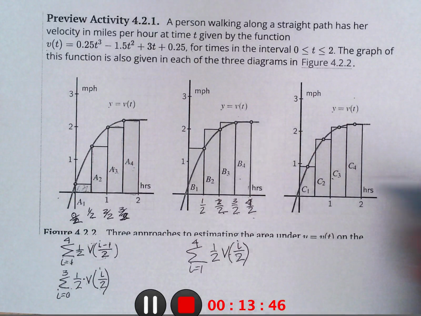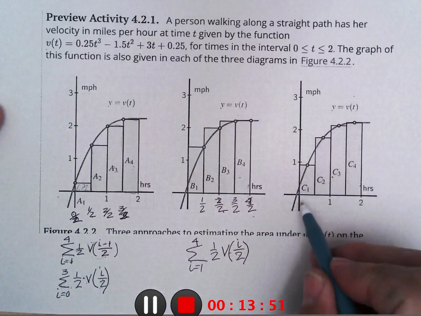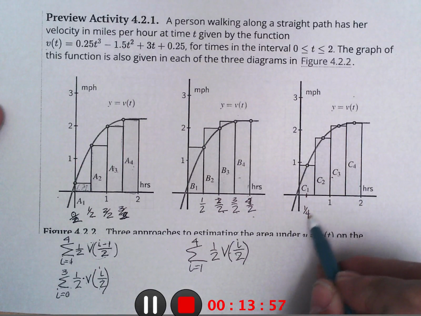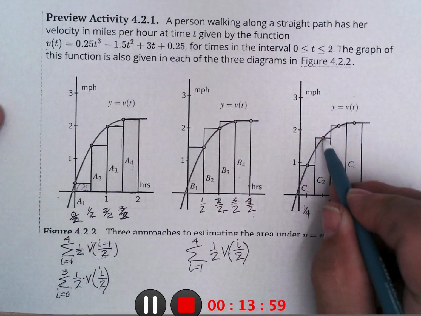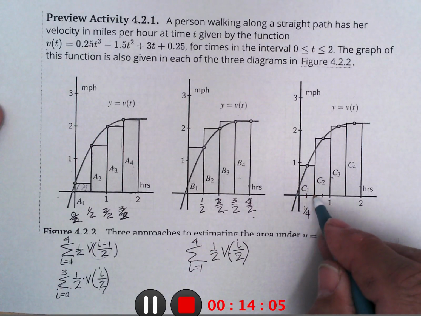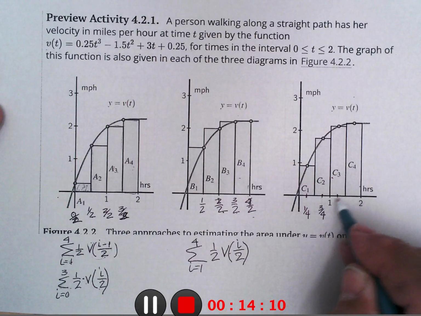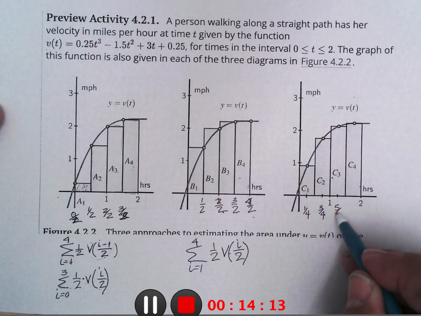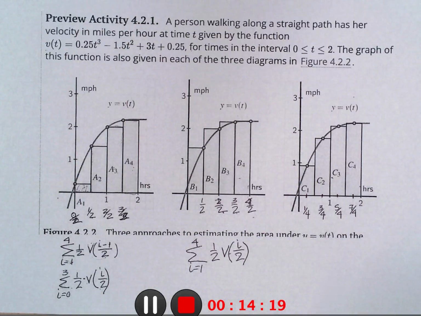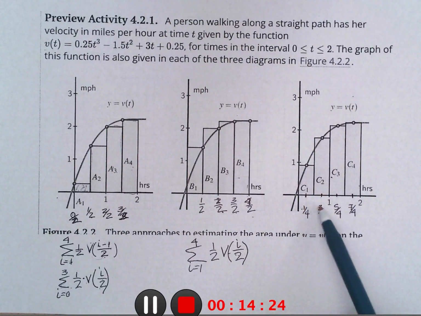This one is a little bit trickier, where we're doing the midpoint. So we want to find the height at 1/4, then the height at 3/4. Not 0, but 1/4; not 1/2, but 2/4 in the middle; not 3/4, but 4/4, but 5/4, and 7/4. So this is not 1, 2, 3, 4. It's 1, 3, 5, 7.